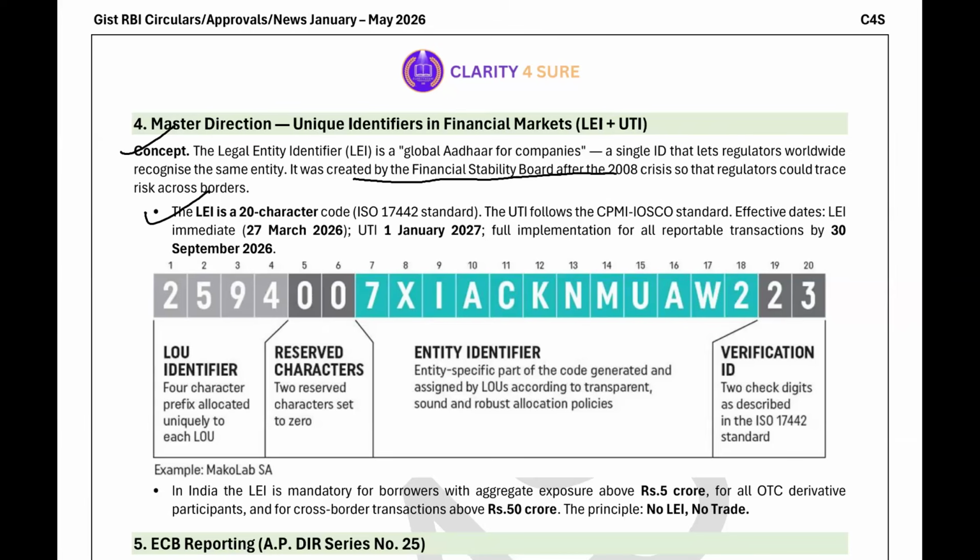So you should understand the effective dates. ठीक है? That is LEI immediate 27th March 2026, and UTI is 1st January 2027. Full implementation for all reportable transactions by 30th September 2026. Just date याद रखना and you should understand. तो ये एक mind map है by which you can understand it more clearly.